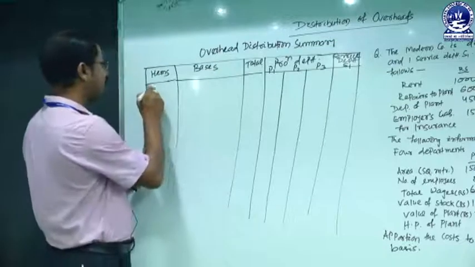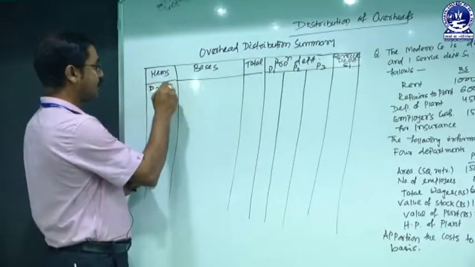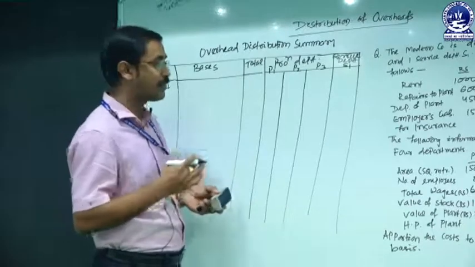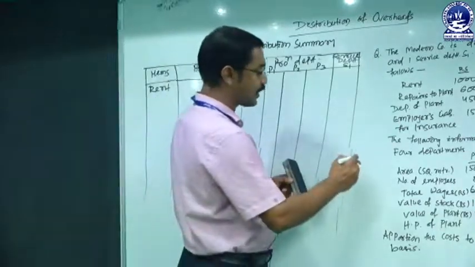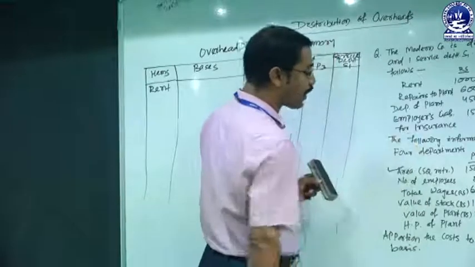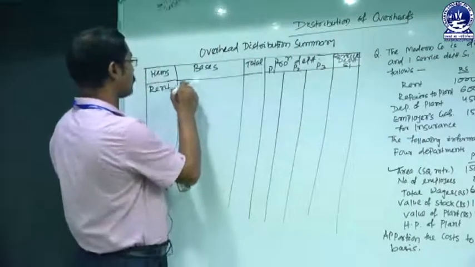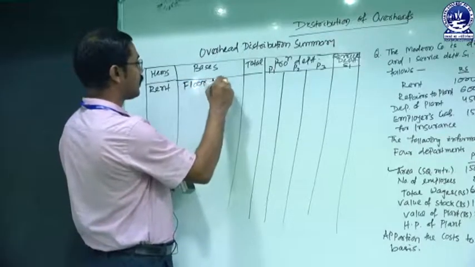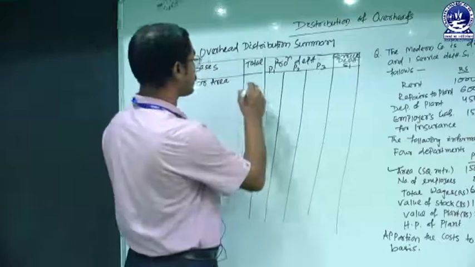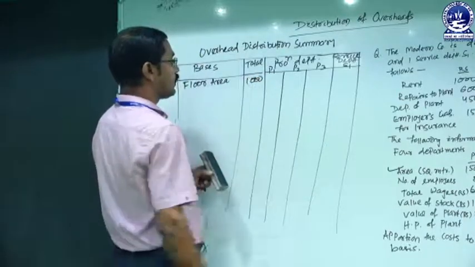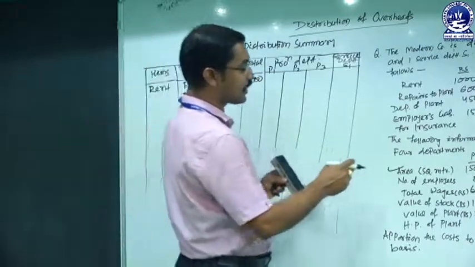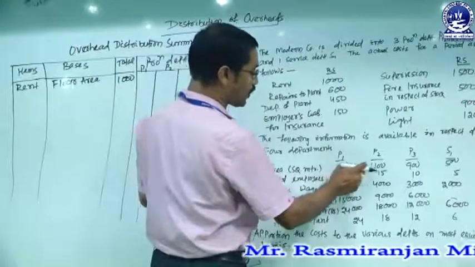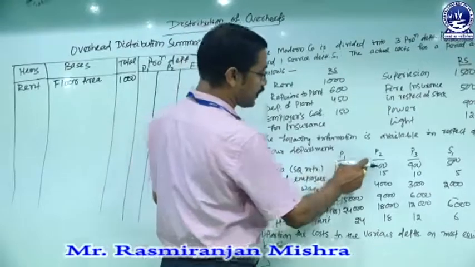So the first item is rent. We already discussed the basis of apportionment relating to primary distribution. Rent is allotted on floor area basis. So we must mention in the basis column floor area, and the amount of expenses, that is 1,000. That 1,000 will be distributed to both production and service departments on this basis, that is 15:11:9:5.